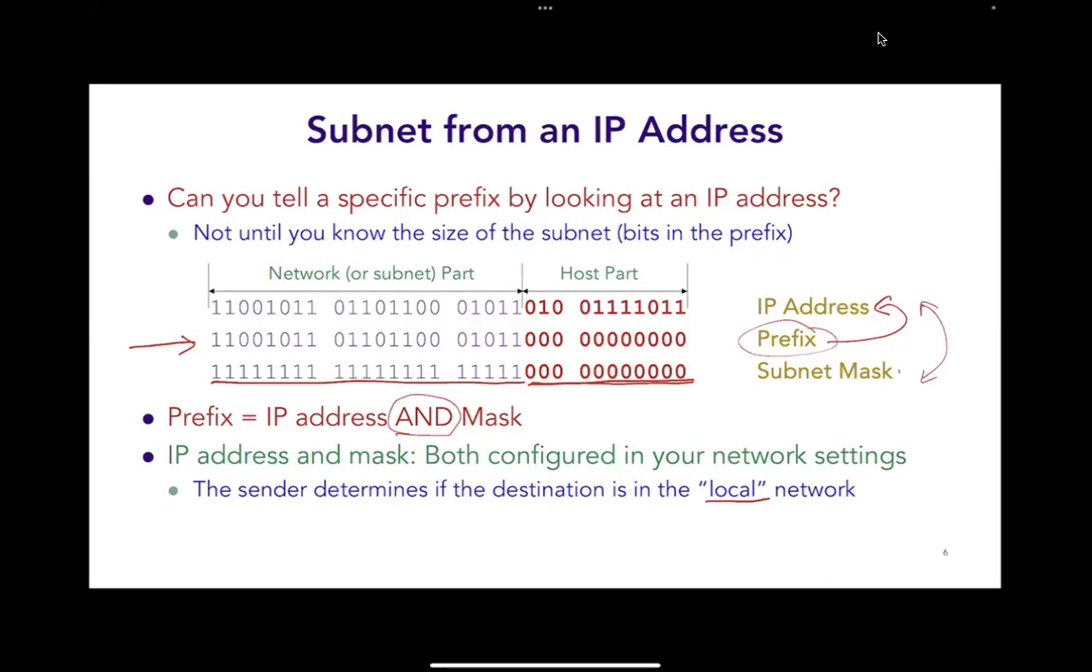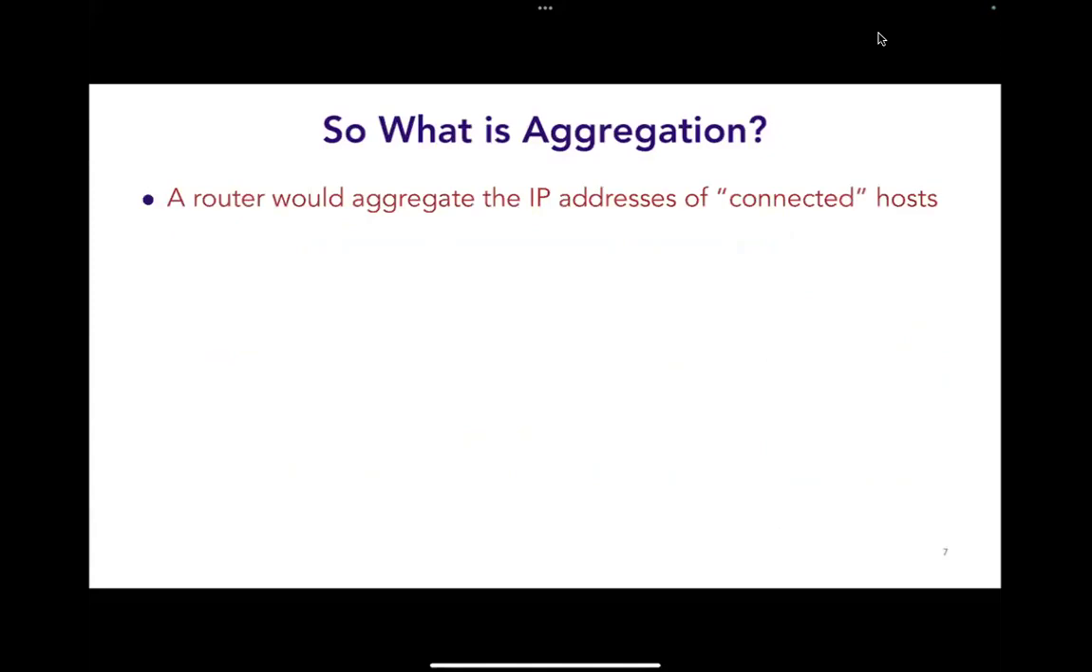Otherwise, it will be in a different local network, and the delivery to a different network must be done through a router. Okay. So all the local hosts which have the same subnet part are reachable to each other without the use of the router. And if you want to go across to another local network, you must use a router to reach another local network. So what is aggregation?